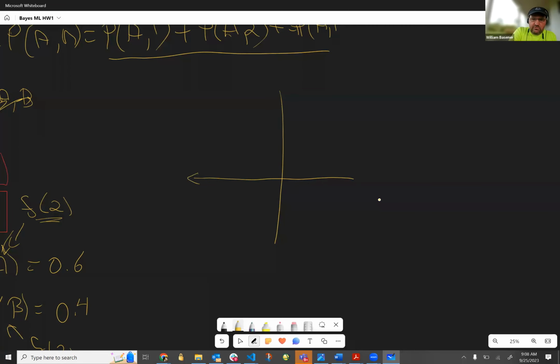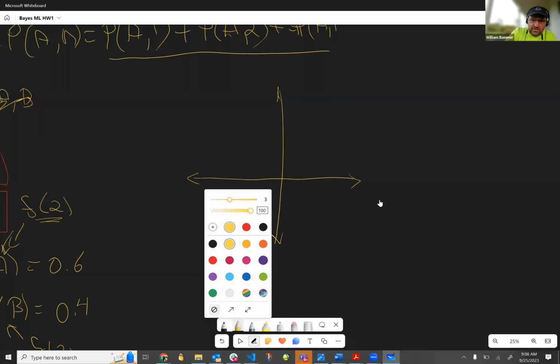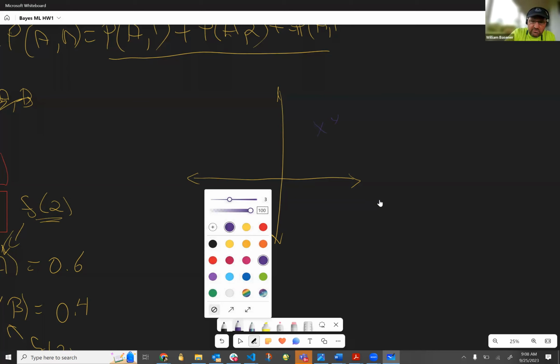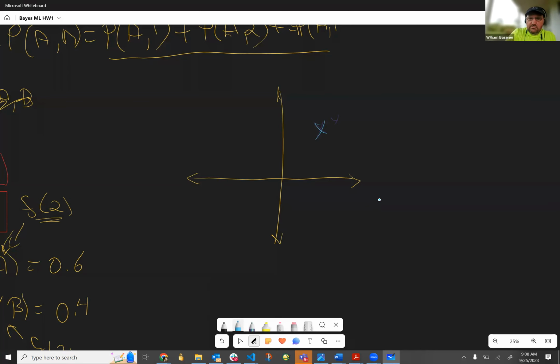Right, so I can only draw 2 dimensions. I have a 2-dimensional screen, but pretend that's 9 dimensions. And then we have one class. I'll draw it in purple, and maybe I need to use light blue. Here are my observations, and then there's my mean for this one class.